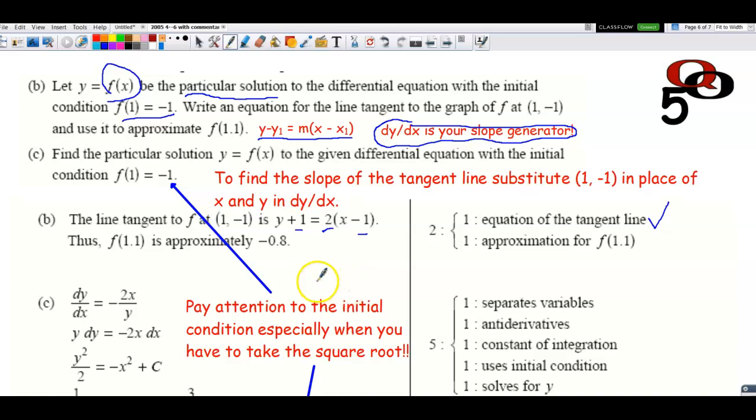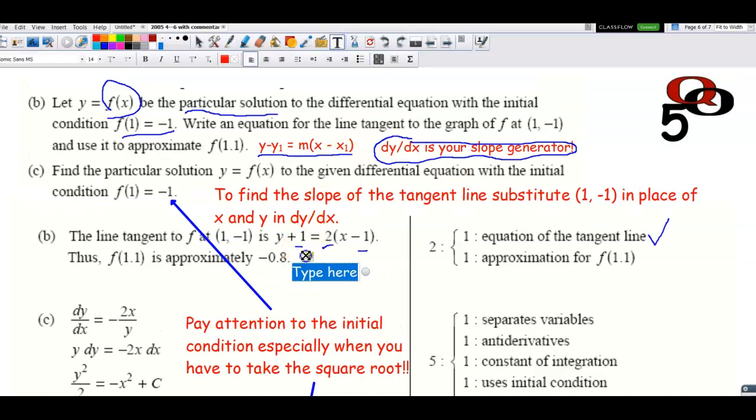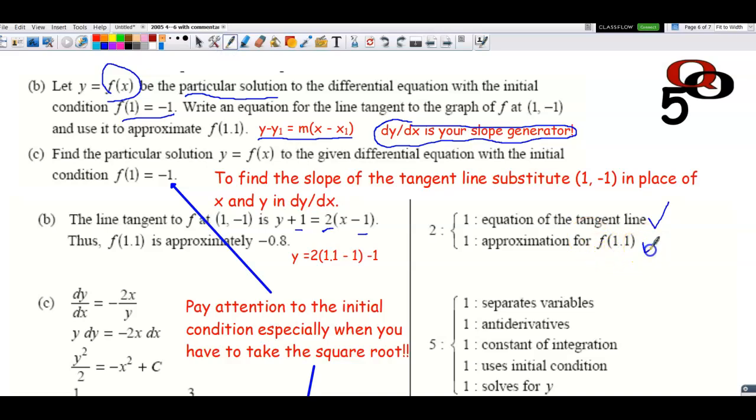And then we're going to substitute 1.1. Now, this is a no calculator part. So when you do that, here's what I would expect to see as y. Y equal to, and we're substituting 1.1, 2 times 1.1 minus 1 minus 1. That would be the perfectly final answer for the approximation, and you'll get that 1 point.